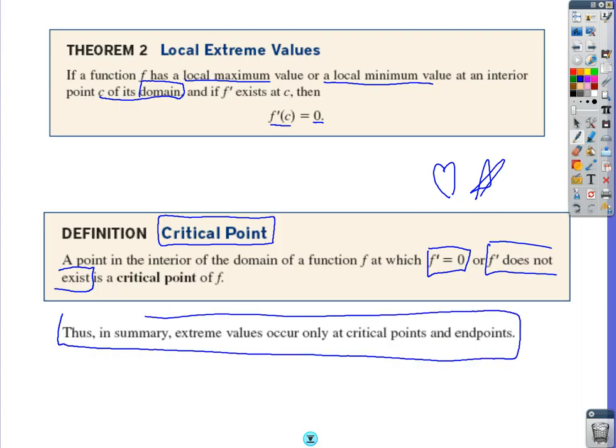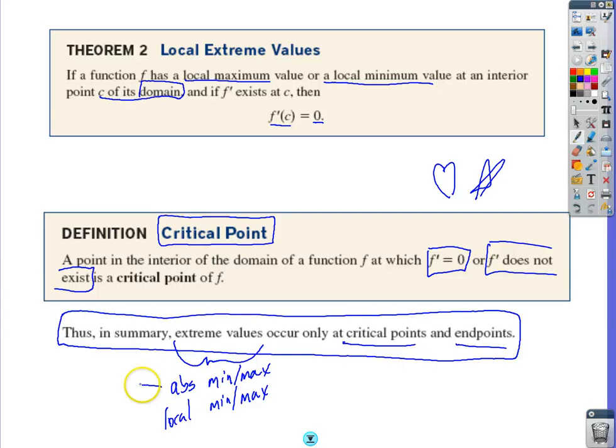In summary, extreme values. What I mean by extreme values are the absolute min/max or the local min/max. They can only occur at critical points and at endpoints. Very important. The last thing I want to say here real quick before I get into some examples is that there are some different words that I can use to describe absolutes and locals. Absolute can also be called global, and local can be called relative.